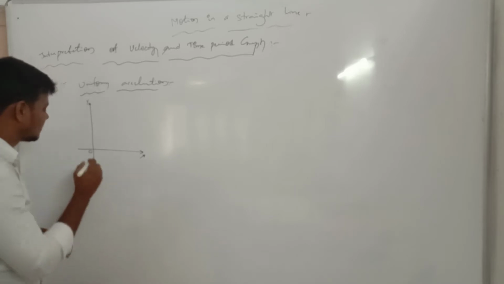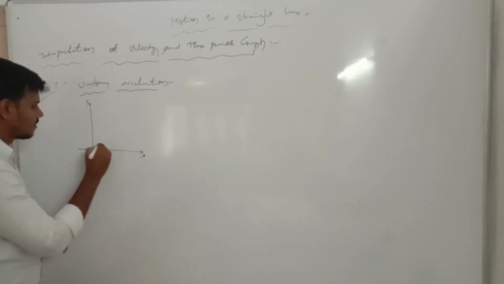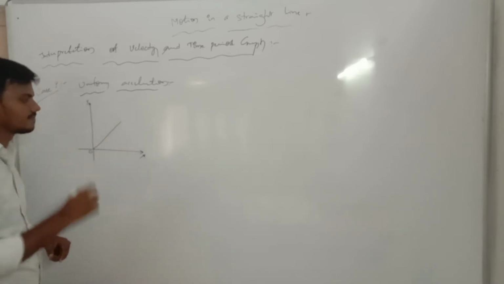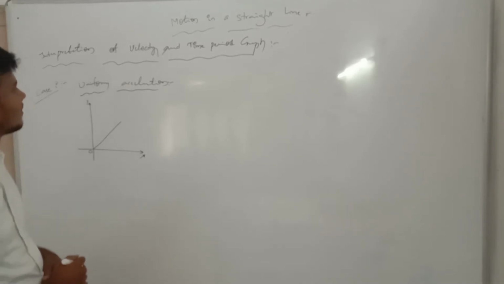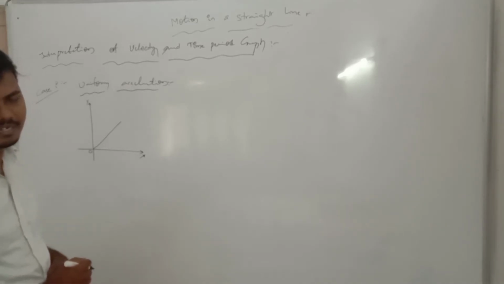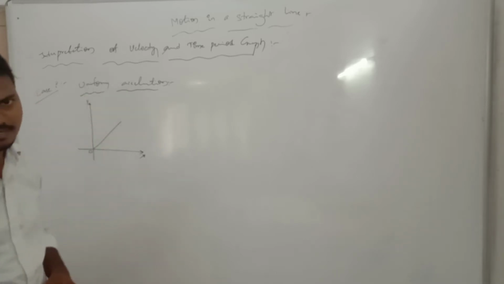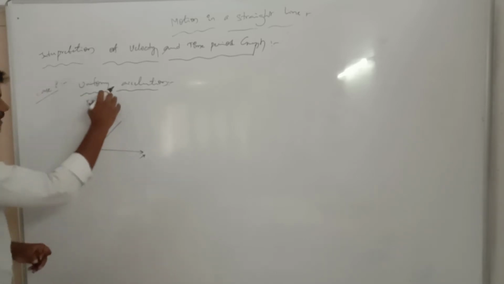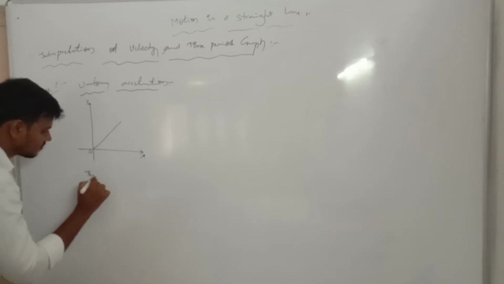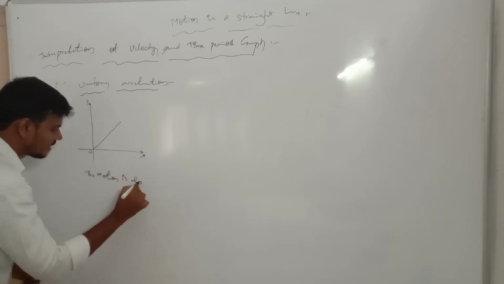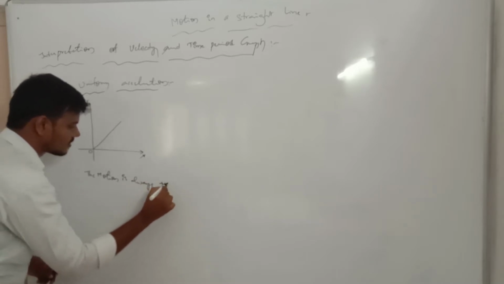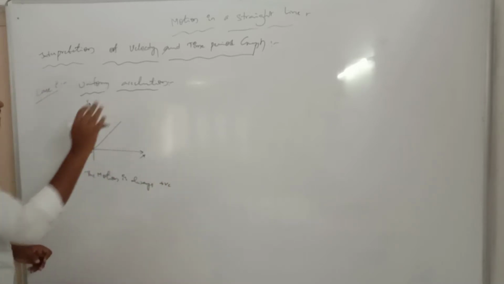Okay, right? So this is uniformly increasing acceleration. Uniformly increasing velocity at the same time. This is the position also we are taking. Uniform acceleration. Okay, this is the first one. The motion is always positive.